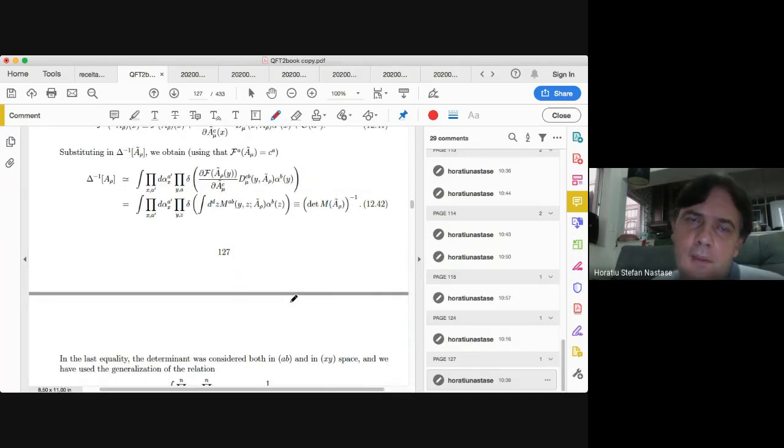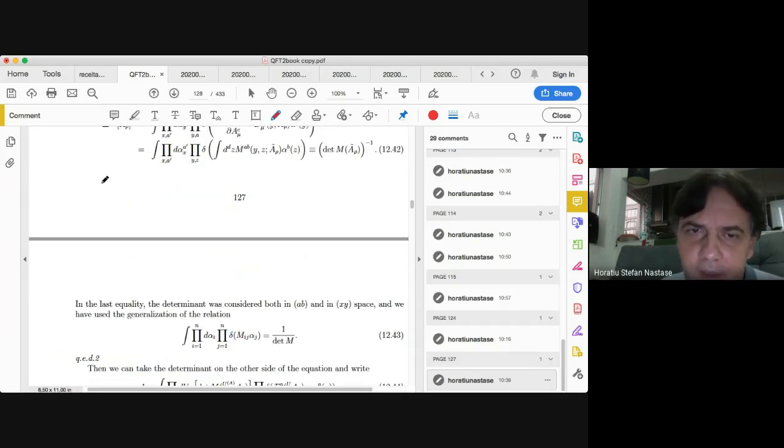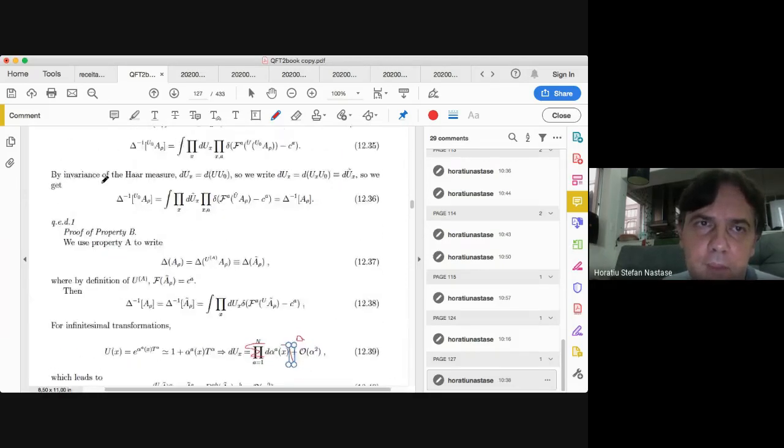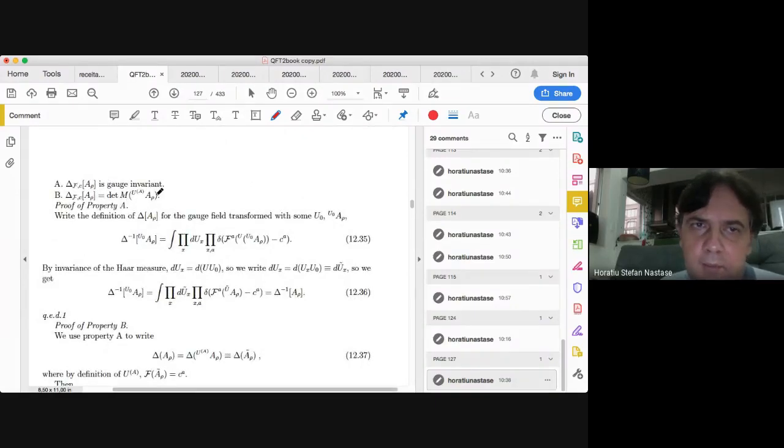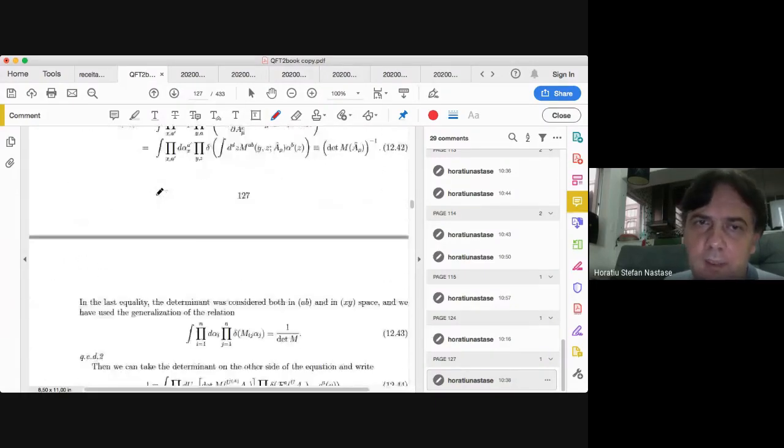And now the only difference is that instead of I, I have an index A and a continuous index Y, which is the coordinate. So I still get one over determinant of the matrix. And what we were calculating was one over delta. So therefore, delta is equal to determinant M, as we said. That was property two.